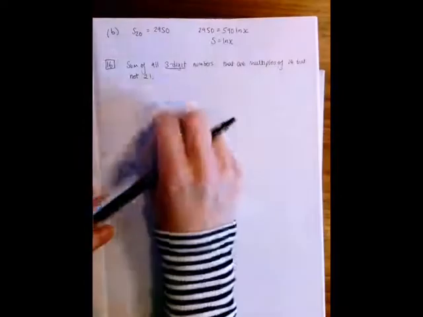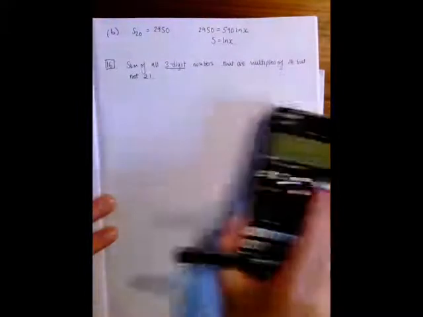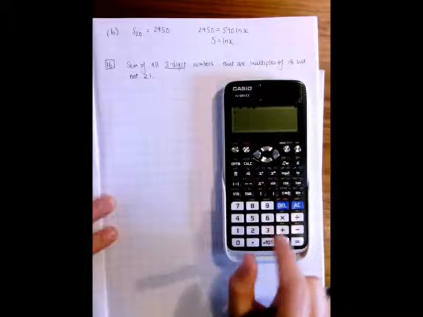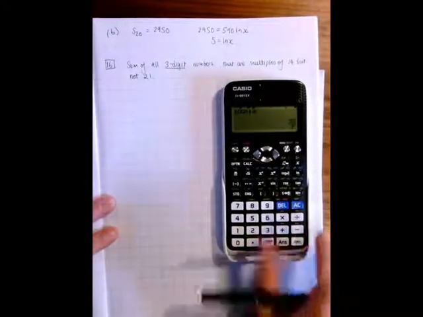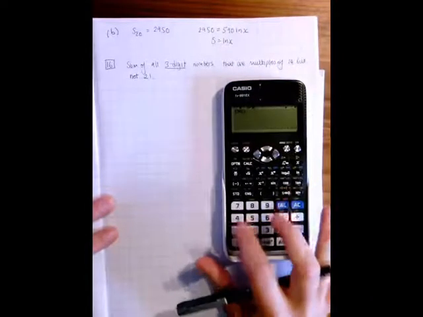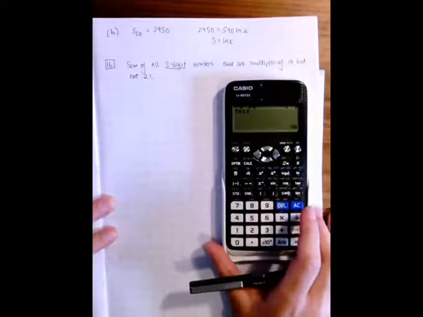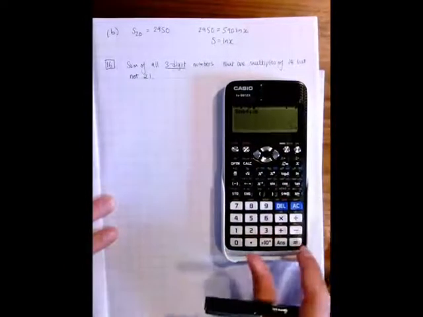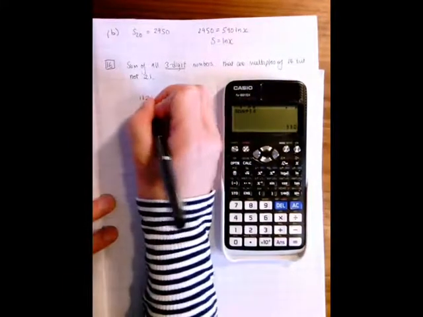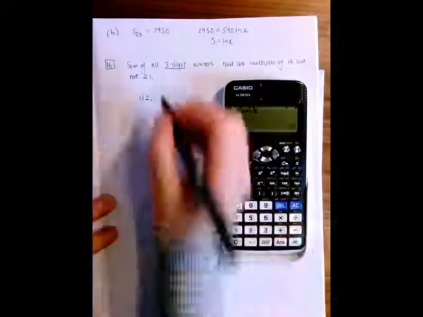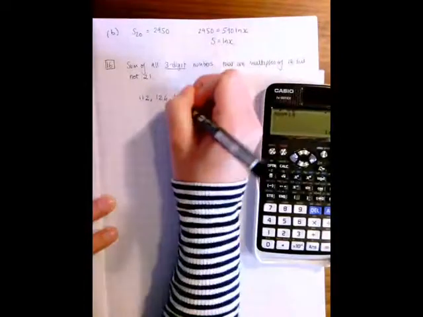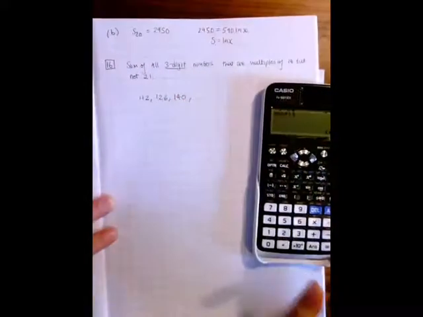So the first 3-digit number is 100, and we want to see what number would divide by 14 near that. If I did 100 divided by 14, I get 7.1. So it looks like 7 times 14 is going to give me 98. So if I add 14 on, I'll get my first multiple of 14 that is over 100, which is 112. It's going to go 112, add 14, 126, again 140. Right, now that's going to carry on.